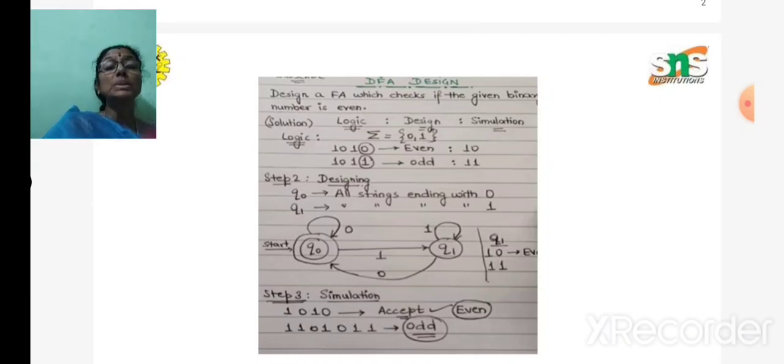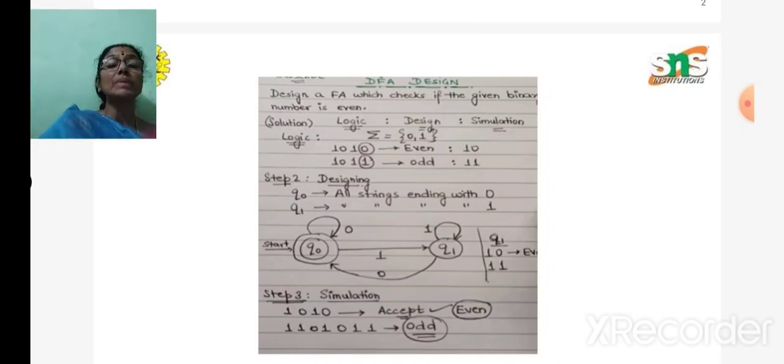Suppose our input is 0 1 1. After reading 0 from state q0, when you read 1 it goes to state q1. Again 1 means you have a self loop on q1. So from the start itself we decide that q0 is the state ending with 0, and q1 is the state ending with 1. This is the diagram for accepting any binary number, whether it is odd or even.